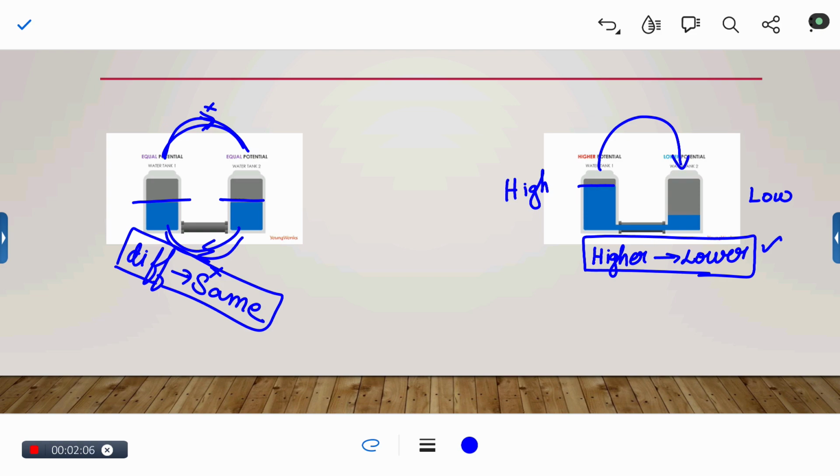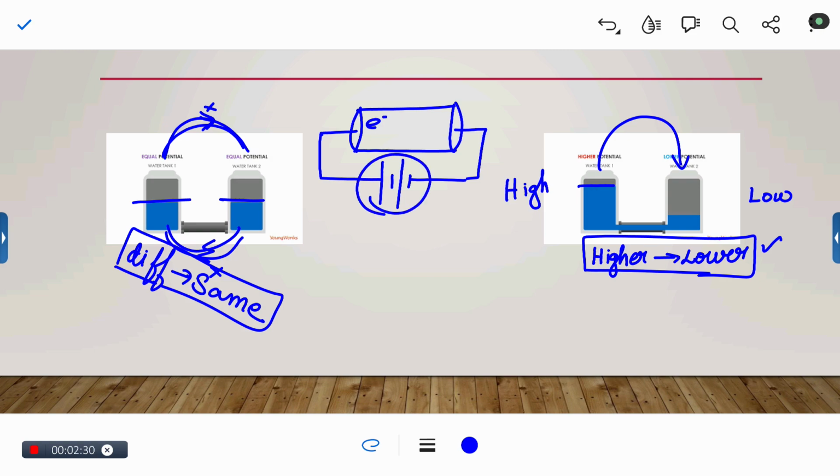Same way, if you take charges, these charges also will flow only if there is a potential difference. By using what device are you going to give the potential difference? By using a battery. This battery is going to maintain the potential difference. One important one-mark question: name the device which helps to maintain the potential difference.